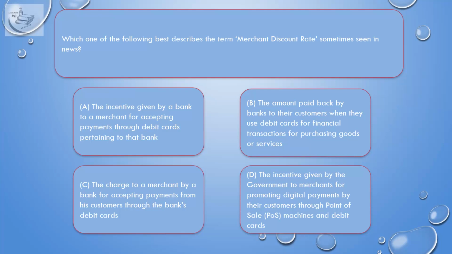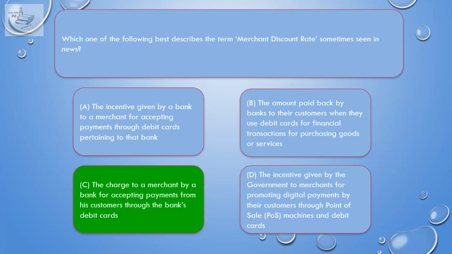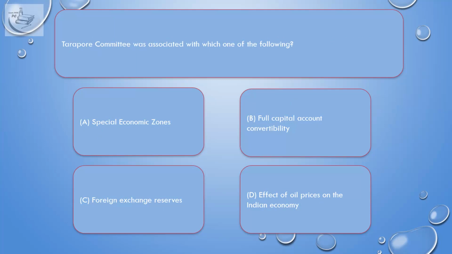bank's debit cards. D. The incentive given by the government to merchants for promoting digital payments by their customers through point of sale (POS) machines and debit cards. Correct answer is C. The charge to a merchant by a bank for accepting payments from his customers through the bank's debit cards. Question: Tarapur Committee was associated with which one of the following?